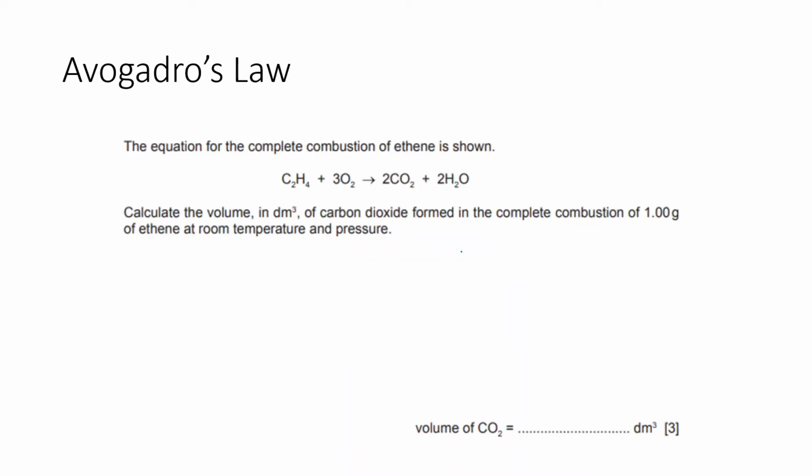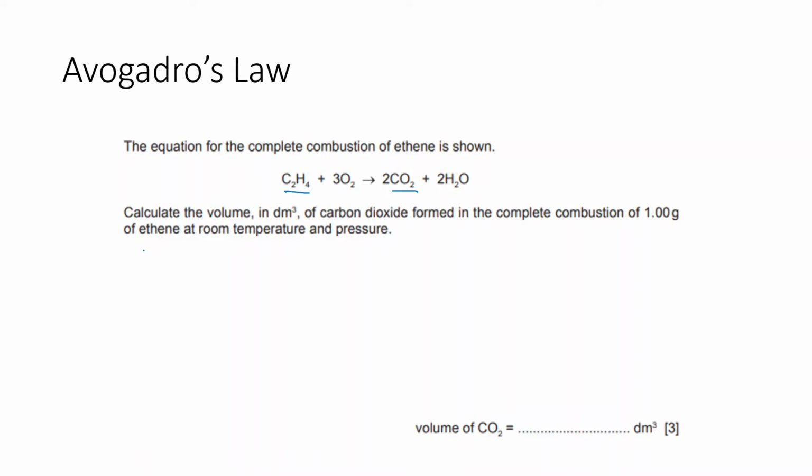Anyway, now that's out of the way, let's get to a question. The equation for the complete combustion of ethene is shown. In case you don't know, this is ethene. Calculate the volume in cubic decimeters of carbon dioxide, which is this one over here, formed in the complete combustion of 1 gram of ethene at room temperature and pressure.